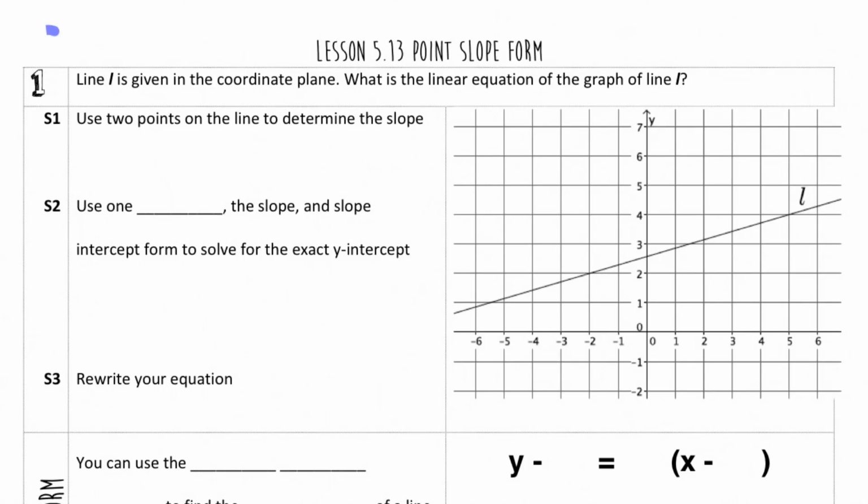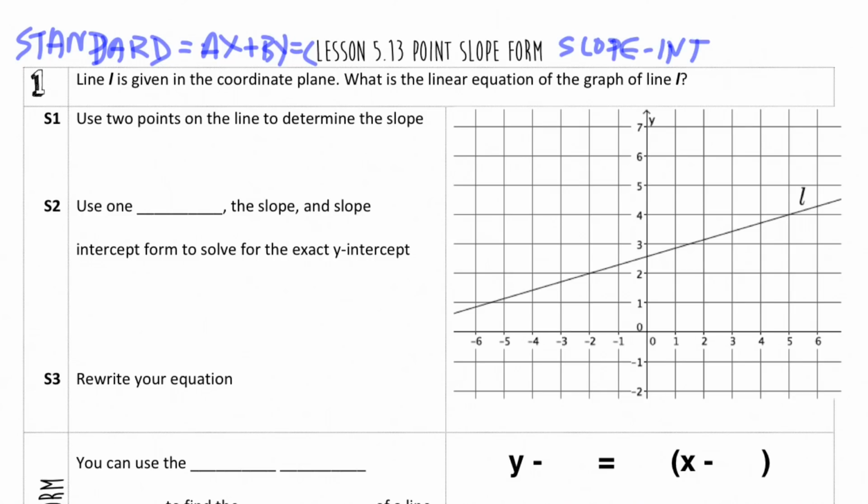Okay, so today we're going to be talking about another form of linear equation that's pretty useful and that you'll see a lot. So let me just recap the forms that we know already. We know standard form, which is ax plus by equals c. And we also know slope-intercept form, which is y equals mx plus b.